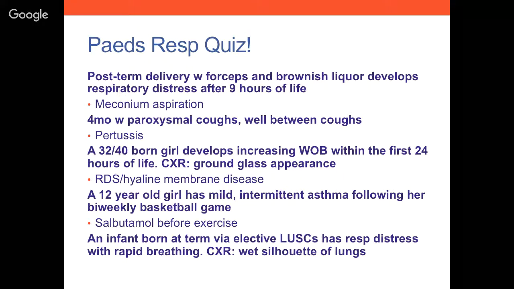Cool. And an infant born at term via an elective LUSCS, which is a cesarean section, for anyone who doesn't know that, has respiratory distress with rapid breathing. There's a wet silhouette of the lungs. Yeah, transient tachypnoea of the newborn, because it's not all squeezed out when it gives birth.